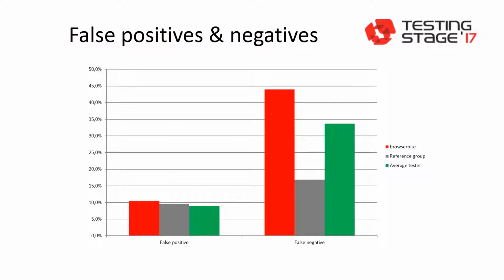Then you have to look at false positives and false negatives. Whoever is in science, especially in medicine, knows that when you're detecting something, you get false positives and you get false negatives. A false positive is: hey, it's a bug, but actually it's not. A false negative is: there is a bug, but you missed it. As you see, false positives are pretty average all across the board. It's in the range of statistical insignificance.